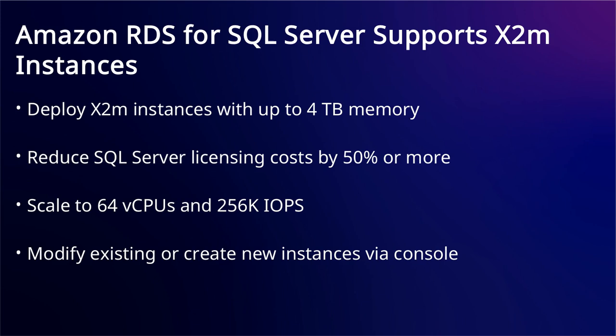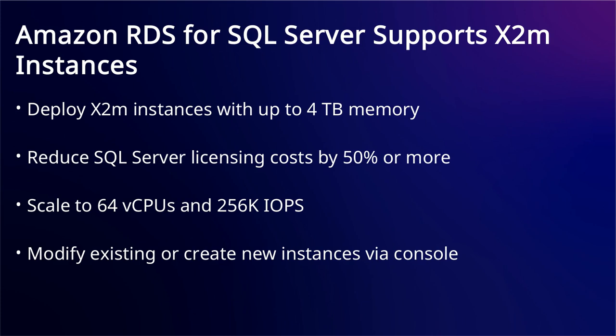Memory-intensive SQL Server workloads require substantial RAM while incurring high licensing costs tied to vCPU counts. Amazon RDS for SQL Server now supports X2M instances that address both challenges. You can deploy X2M instances with up to 4 TB memory and a 32:1 memory to vCPU ratio, providing the capacity needed for demanding workloads.